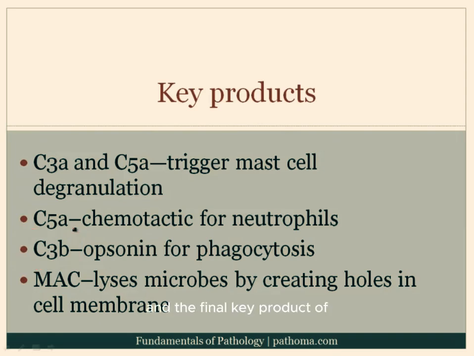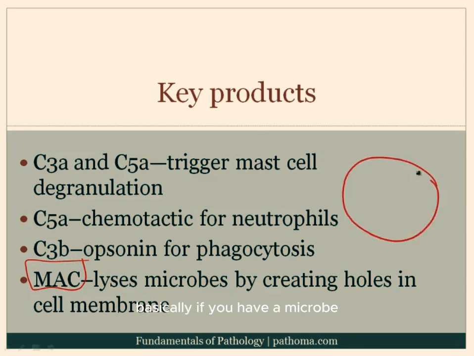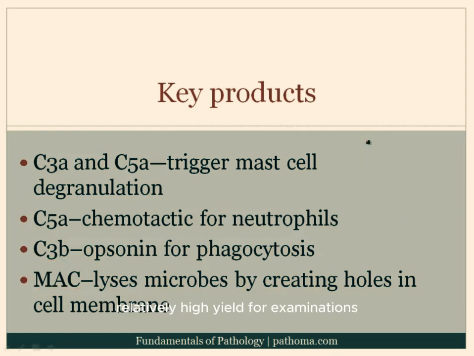And the final key product of the complement system is the membrane attack complex. Basically, if you have a microbe and complement gets activated on the microbe, membrane attack complex is produced, and that creates a hole in the cell membrane, which then dysregulates the relationship of that cell to the outside world, and then results in death of that cell. So the membrane attack complex, again, is formed by the C5b, which then goes off and joins with C6 to C9 to then produce the membrane attack complex. So these are some of the key products, and again, relatively high yield for examinations.